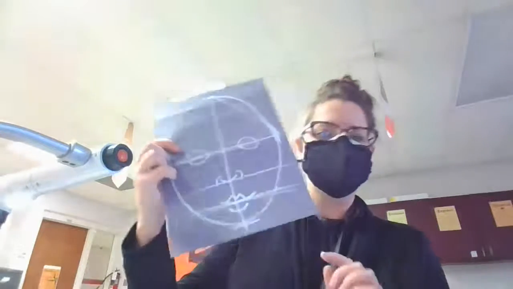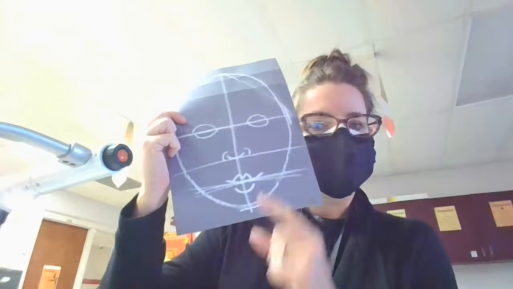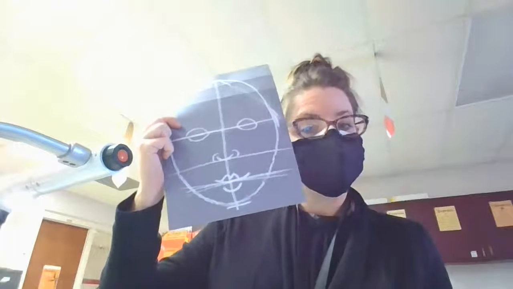So we're going to make little details such as the shapes on top of the mouth and the bottom of the mouth. That's sort of like an M. This is like a U. That makes the lips. So if that helps you to think of that.